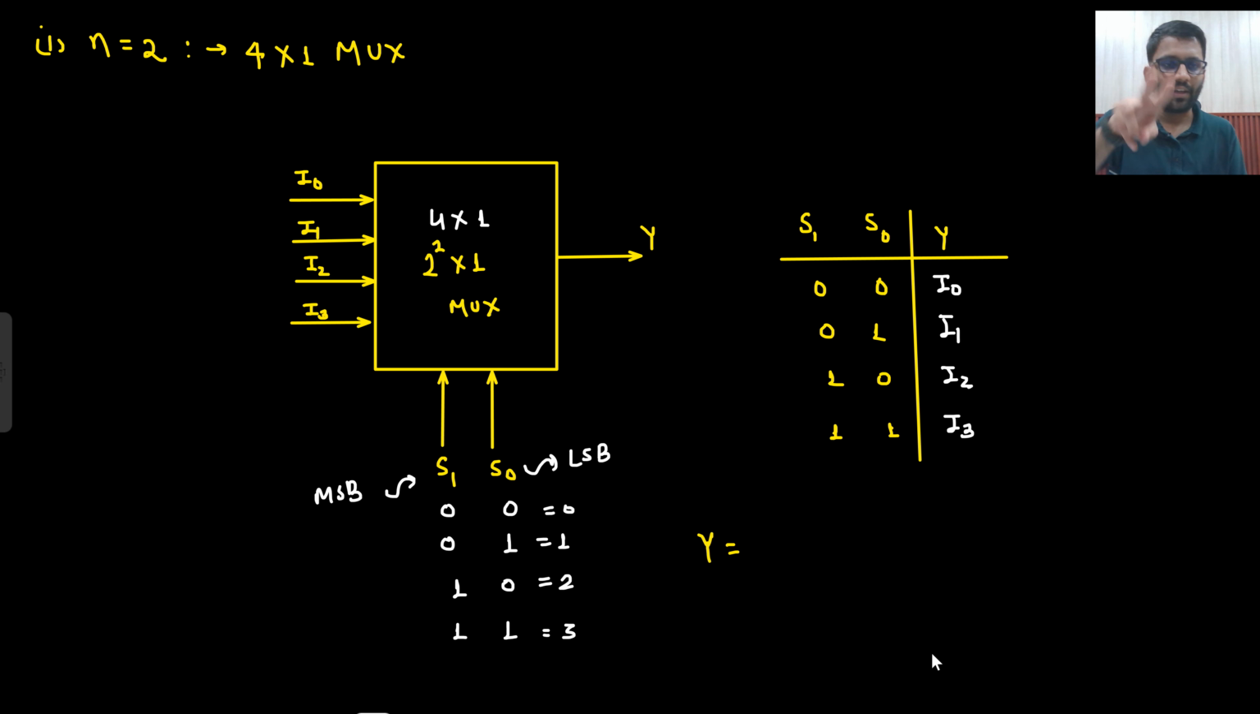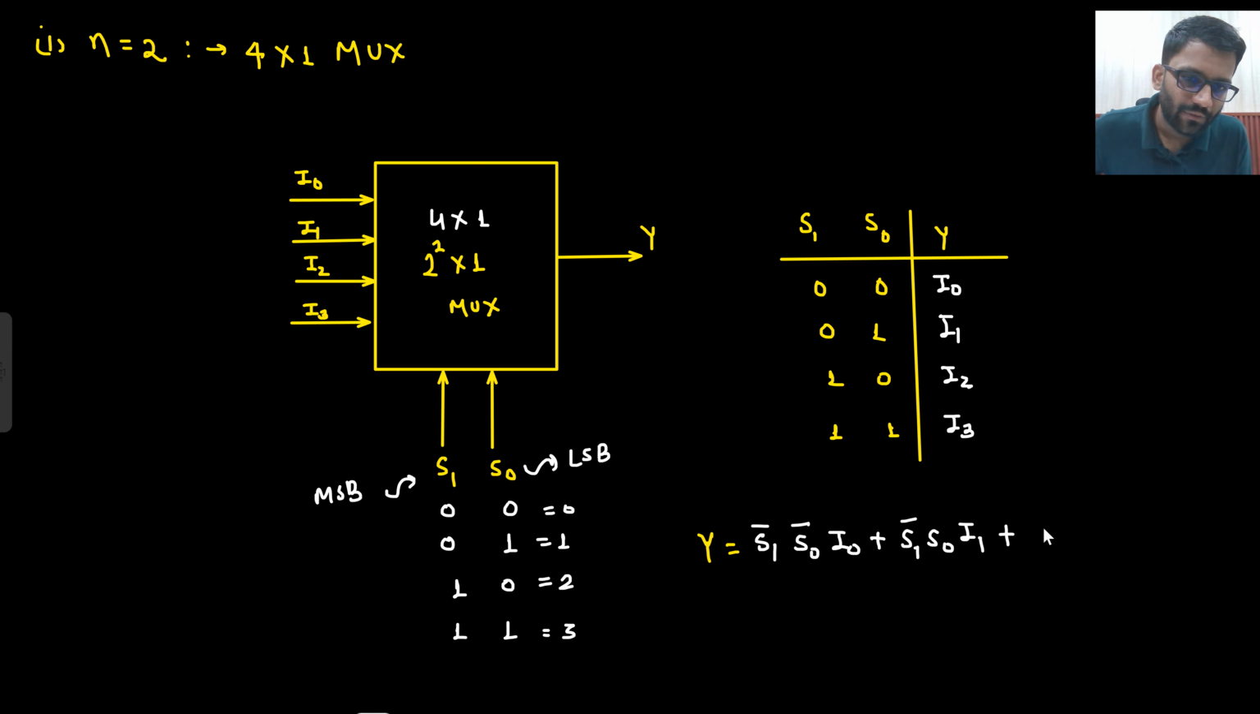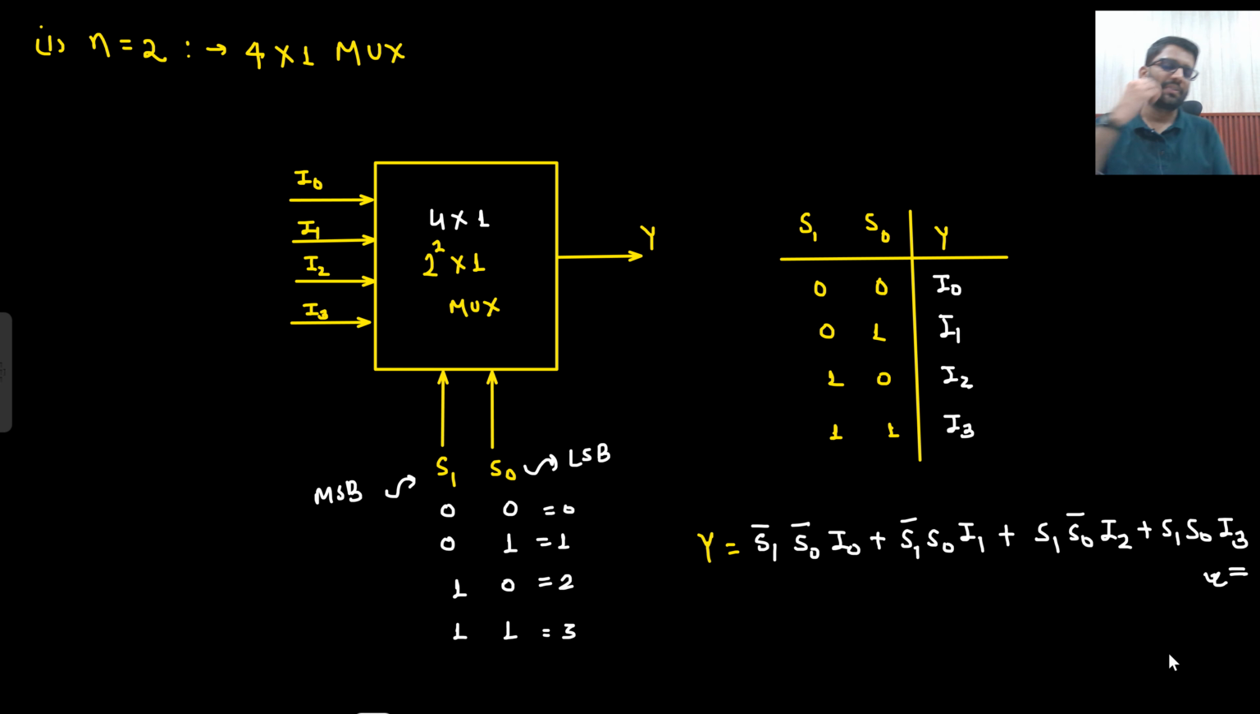Just you need to know that if my select line input is 0 0, I will take I0. If my select line input is 0 1, I will take I1. If it is 1 0, I will take I2. If it is 1 1, I will take I3. So if S1 is not there and S0 is not there, my output will be I0. If S1 is not there and S0 is there, my output is I1. If S1 is there, S0 is not there, my output is I2. If S1 is there, S0 is there, my output is I3. So this is the final expression of Y.